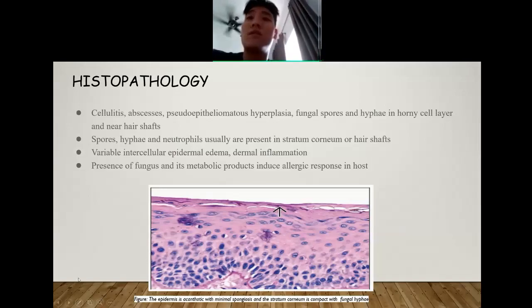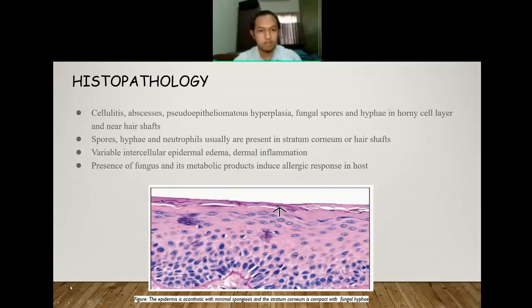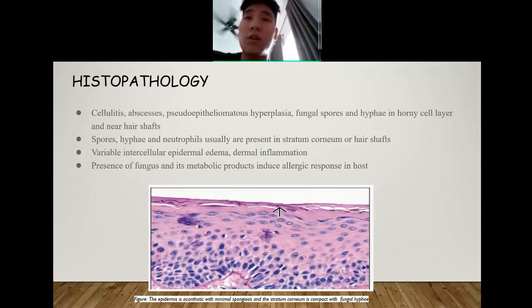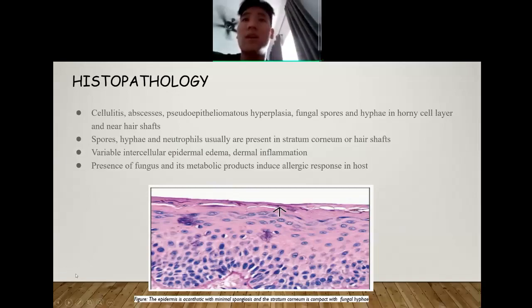In the case of dermatophytosis, cellulitis, abscesses, and pseudoepitheliomatous hyperplasia are expected to be seen in the histopathology sites. Besides that, spores, hyphae, and neutrophils are usually present in the orthokeratotic layer of stratum corneum or hair follicles. Also, variable intercellular epidermal edema can be observed, and this usually indicates dermatitis.